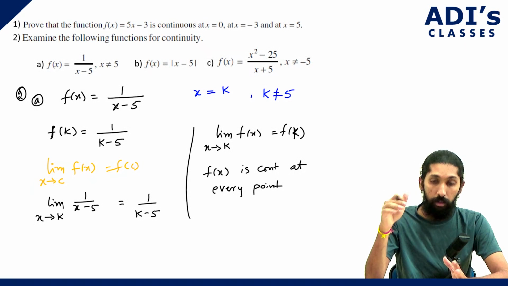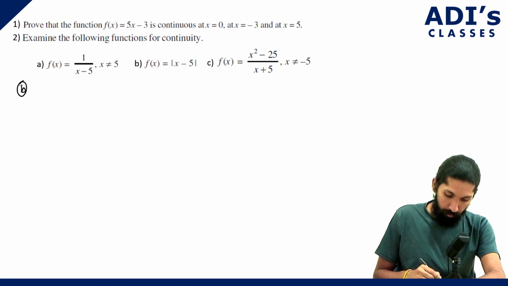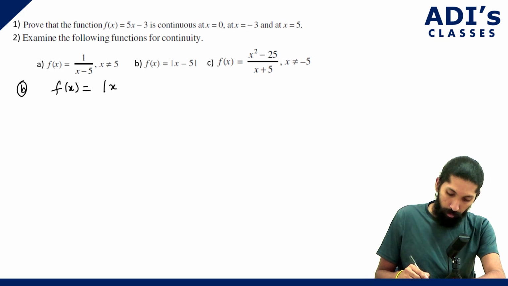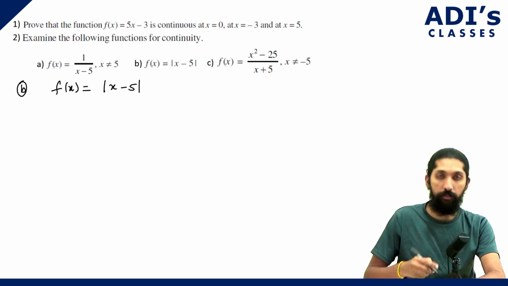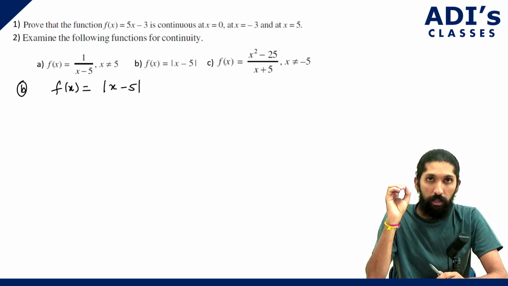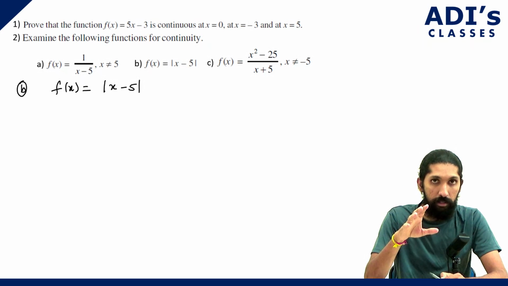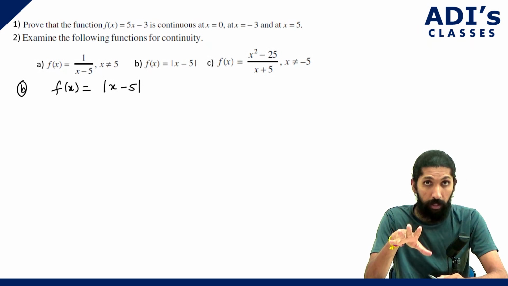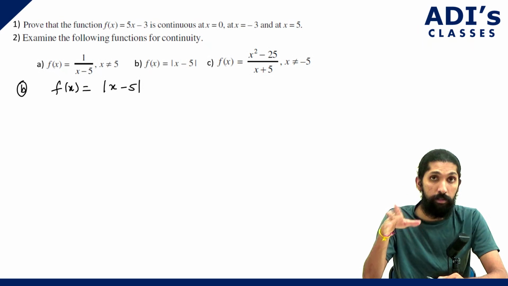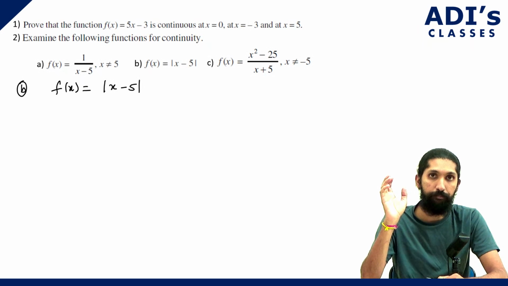Understood? Now we'll go for 2b. What do we do? Look at the function. f of x is equal to mod of x minus 5. Now, one thing you have to notice, guys, there is a thumb rule for solving all these problems. The first is apply some value k. Once you have the value of k, in certain cases you have a restriction, like in the previous one, that it cannot be equal to 5.